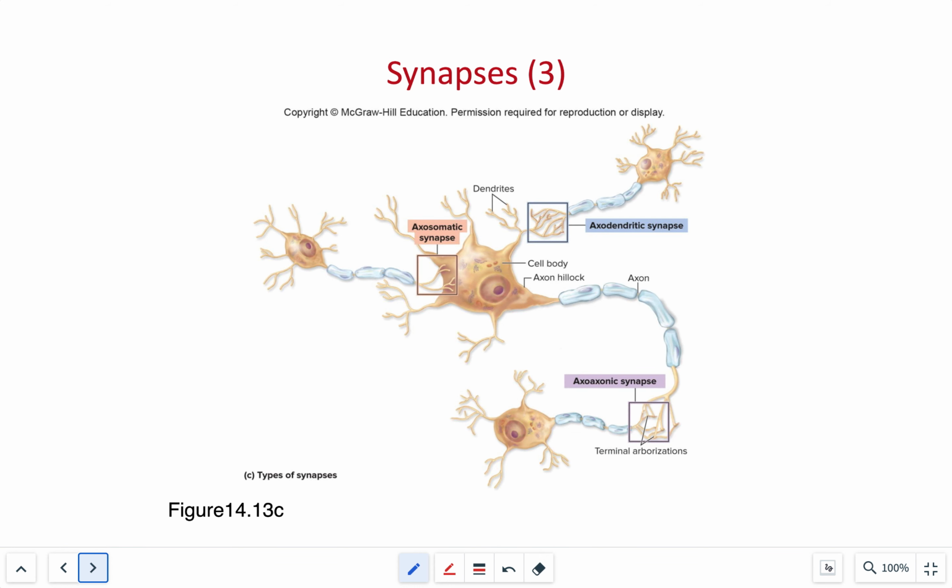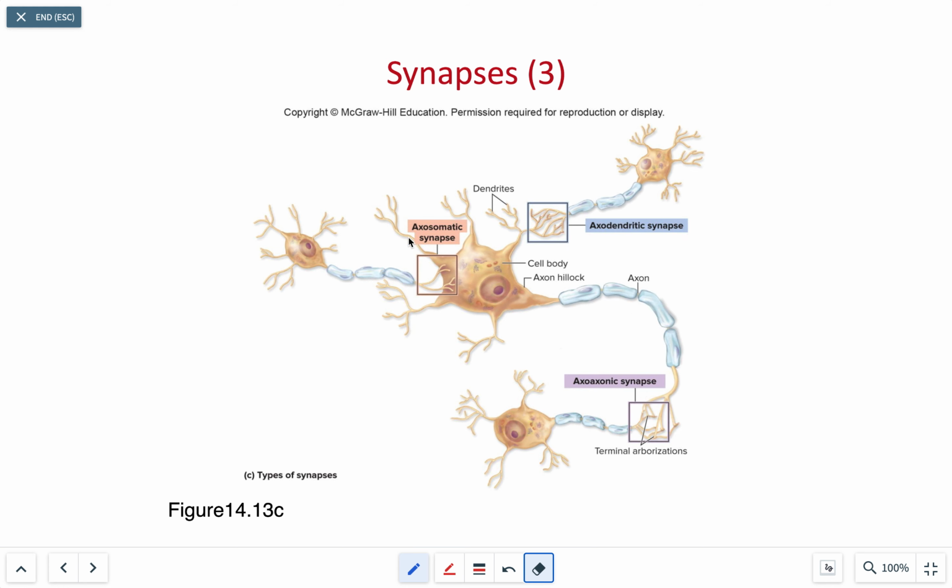When we're looking at the three common types of synapses, the first one we'll look at will be the axodendritic synapse. The axodendritic synapse is the most common. It occurs between the synaptic knob of a presynaptic neuron and the dendrites of the postsynaptic neuron. So here we see this would be the pre and this would be the post. This was the same illustration that we just went over in the previous slide.